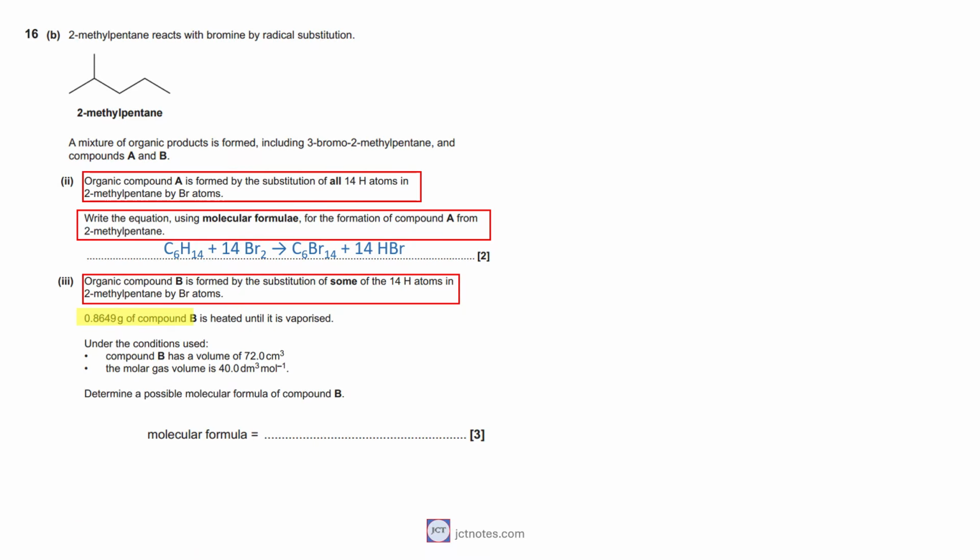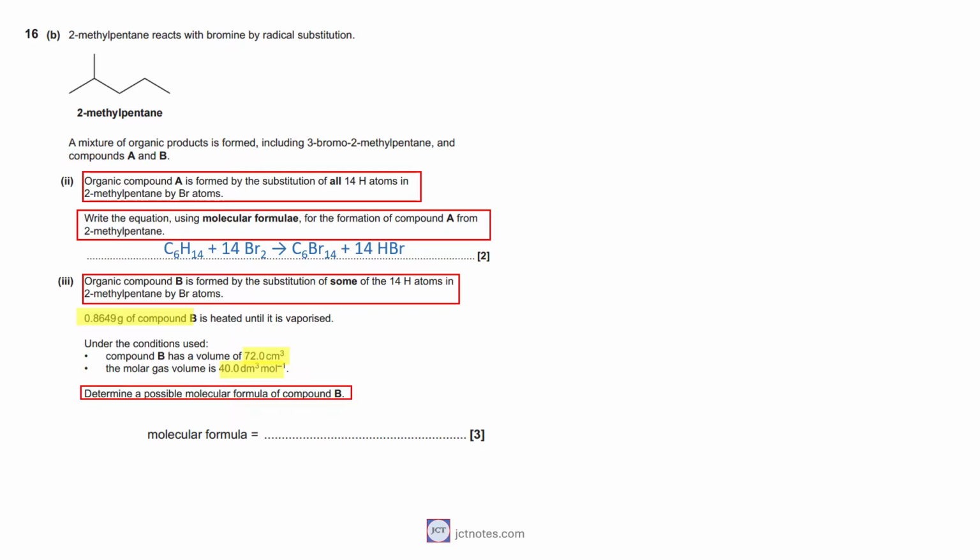0.86 for 9 grams of compound B is heated until it is vaporized. Under the conditions used, compound B has a volume of 72 cubic centimeters and the molar gas volume is 40 cubic decimeters per mole. We are asked to determine a possible molecular formula of compound B.